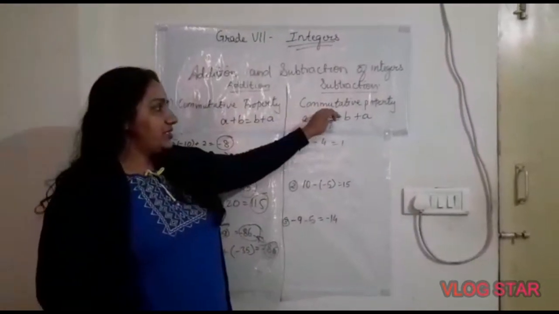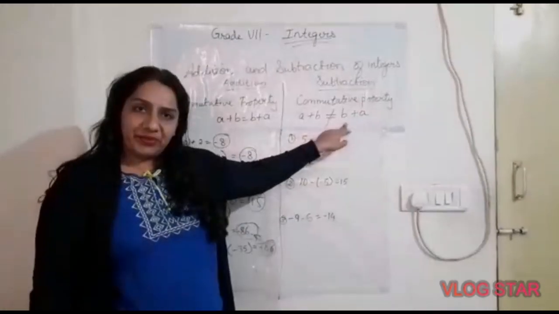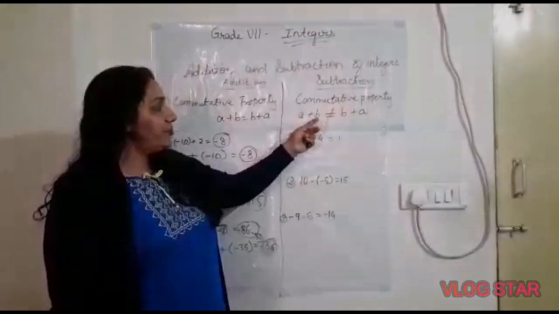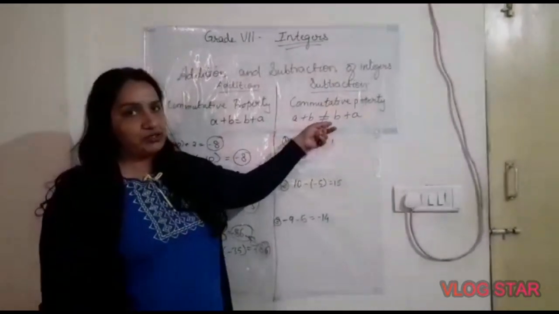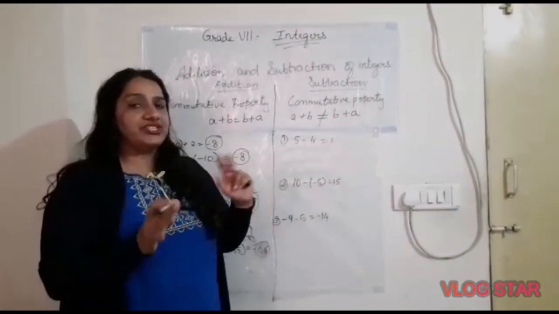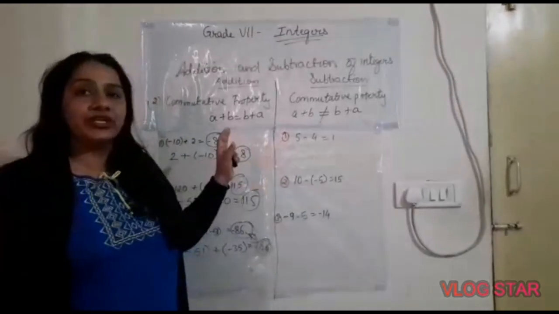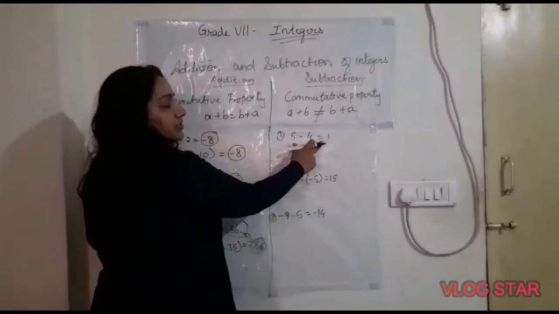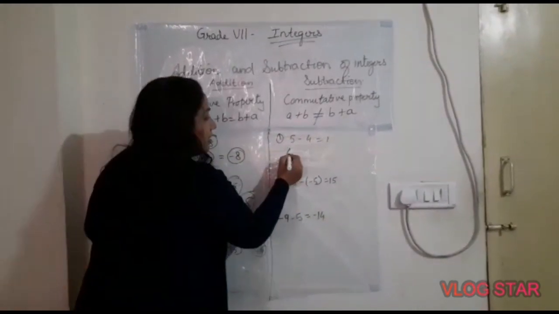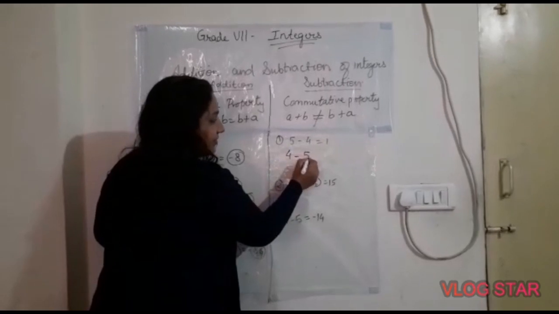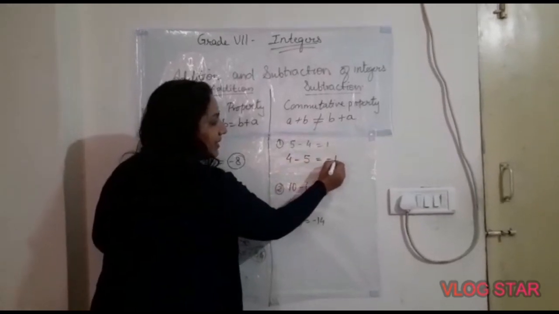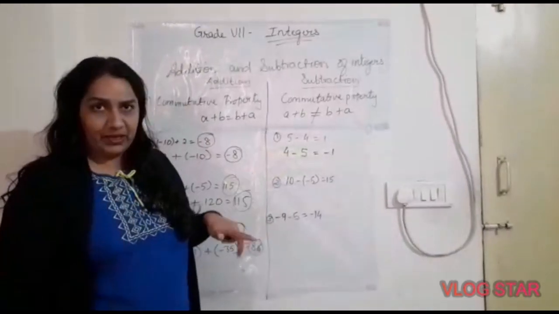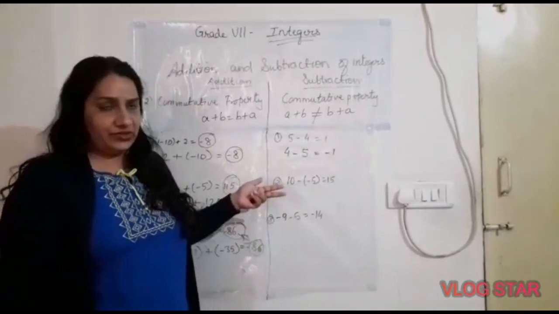This property is not true with subtraction. The commutative property is not true with subtraction. In subtraction, a minus b is not equal to b minus a. Means if you change the position of the numbers, it does not give you the same result. For example, let's see here, 5 minus 4 gives us 1. If I write 4 minus 5, it gives us minus 1. So this 1 and minus 1 are not the same, they are totally different integers.